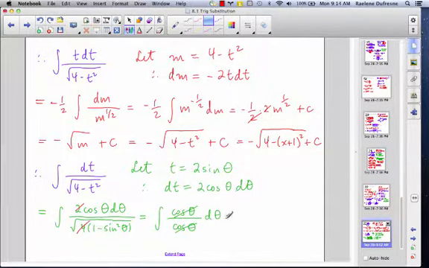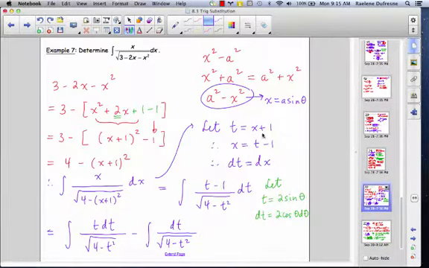And this is equal to theta. And theta is going to equal sine inverse of t over 2. So this is theta plus c, which is sine inverse of t over 2, but t, we had said, is x plus 1.